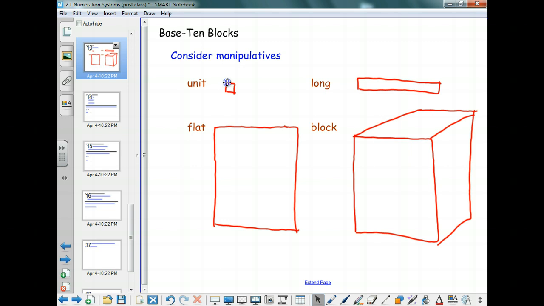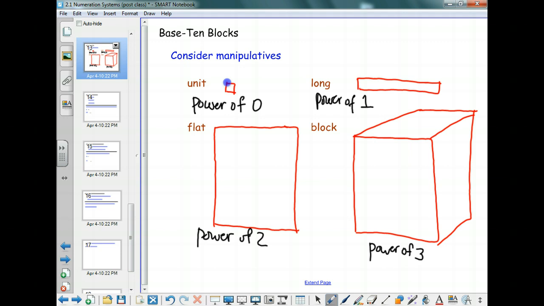Okay? Now, a couple other things here. You see this mentioned as having a power of 0, like 0 dimensions. This is a power of 1, which is a 1-dimensional kind of object. This would be a power of 2. There are 2 dimensions, length and width here. And then this would be a power of 3. 3 dimensions: length, width, and height.